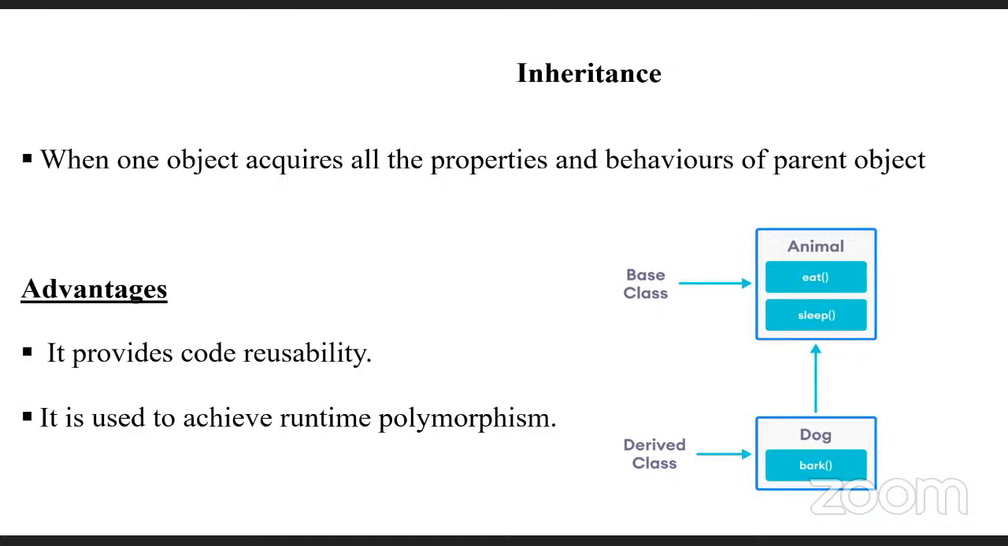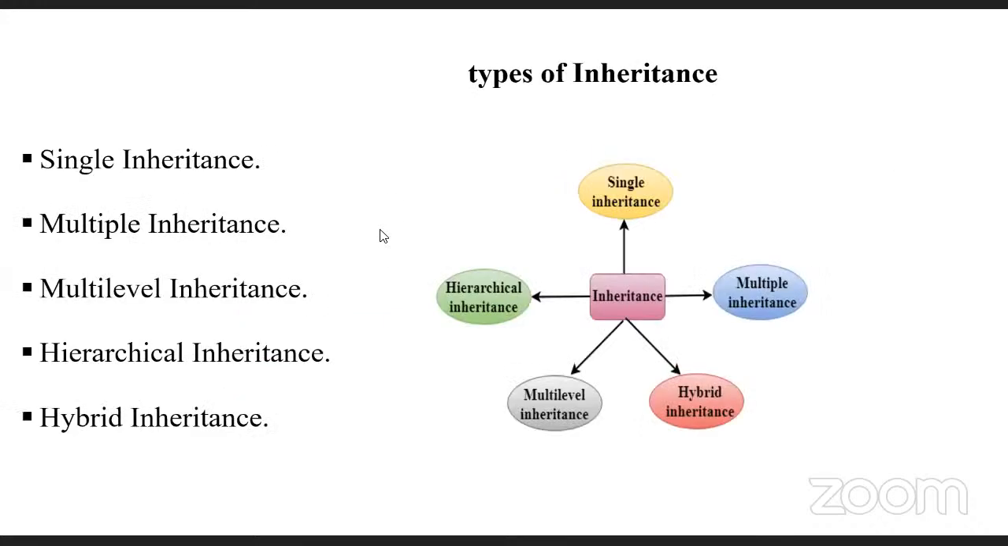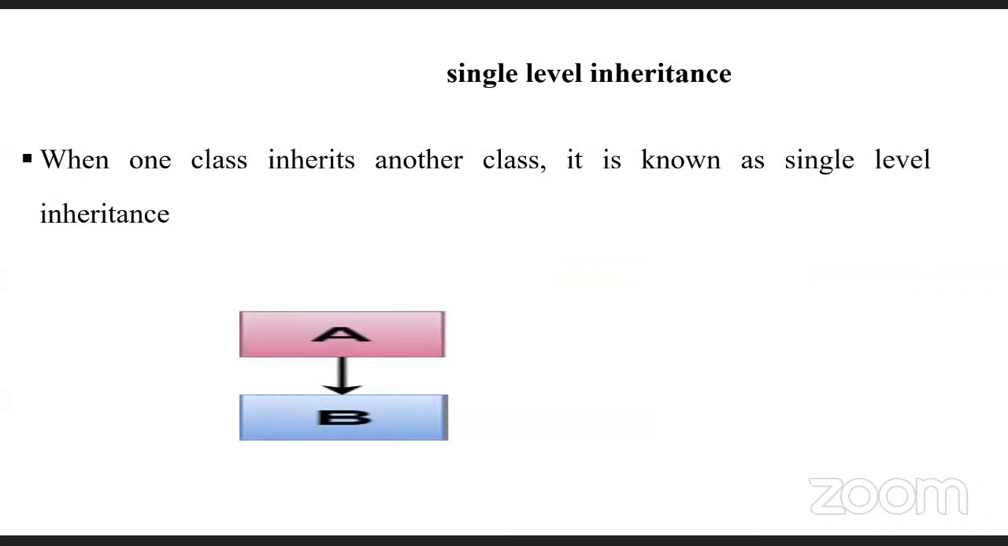Next, there are 5 types of inheritance. They are single inheritance, multiple inheritance, multi-level inheritance, hierarchical inheritance, then hybrid inheritance. First I will explain what single inheritance is. Can you guess what single is? Single inheritance is nothing but having only one parent and one child. That is called single inheritance.